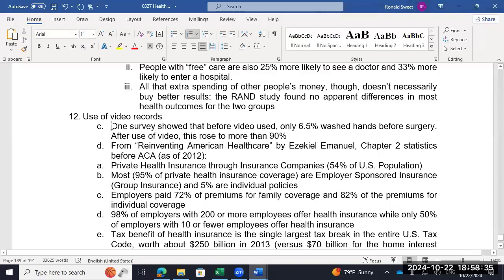One survey showed, so this is on surgeons washing their hands, that before the video was used, only 6.5% of surgeons washed their hands. Once they knew the video was on them and they were being monitored, it rose to 100%, right? So it rose to 90%.